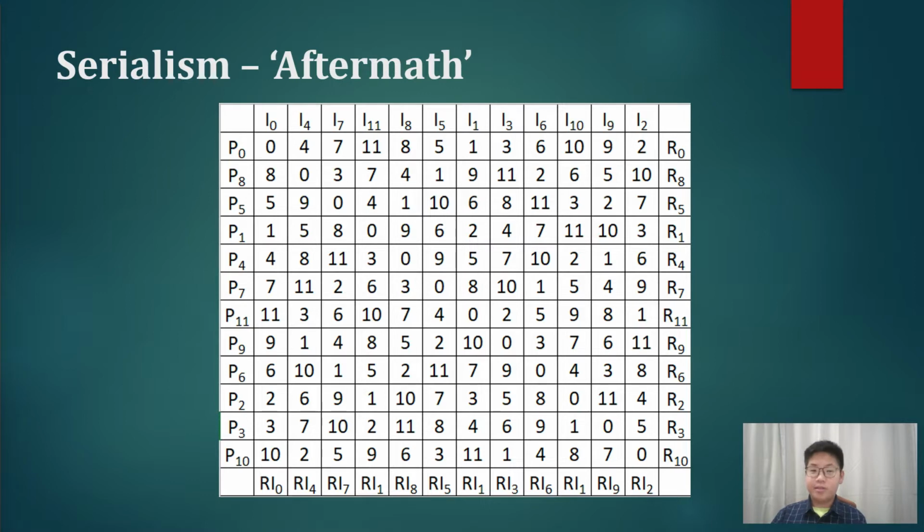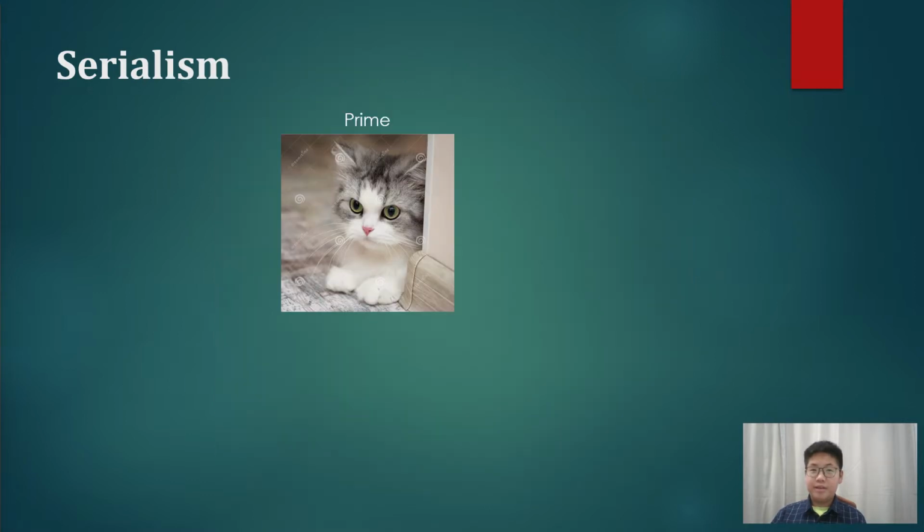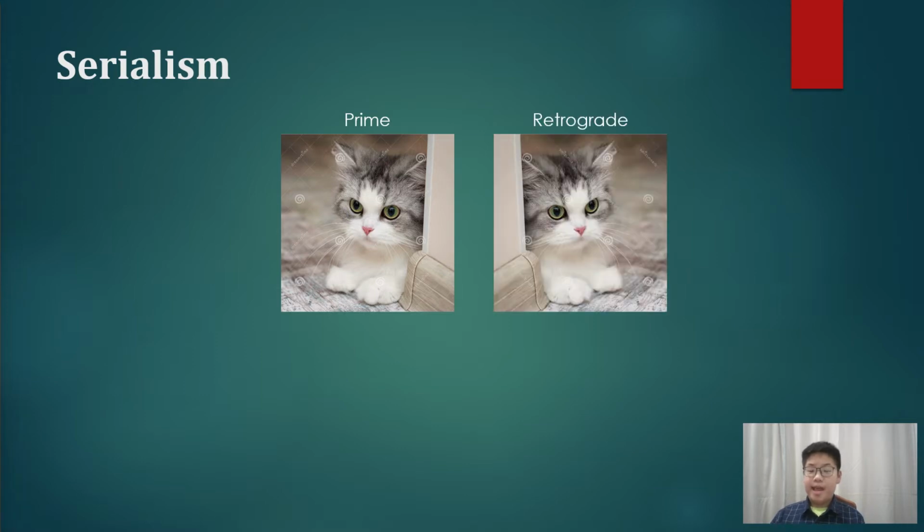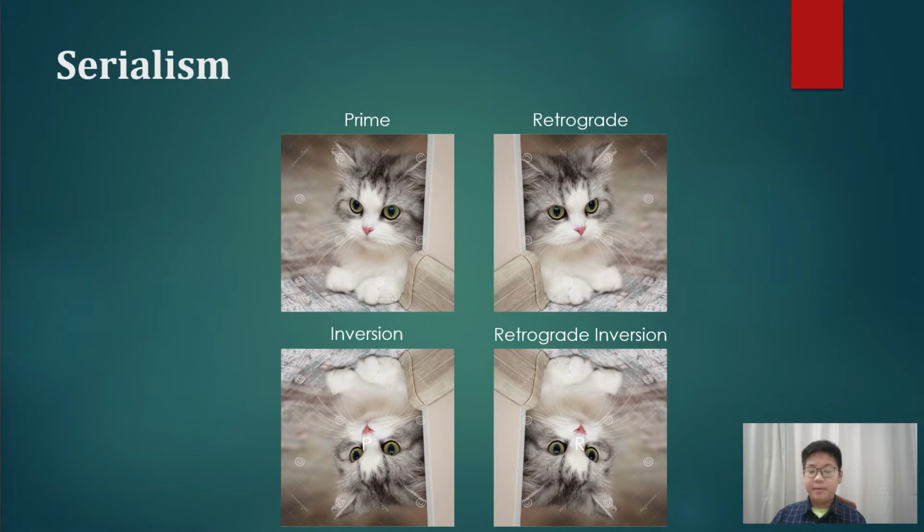Let's look at them using a representative picture. Imagine this cat picture is the row. This is also called prime form. And when we flip it vertically, this is the retrograde of the row. Flipping them horizontally will give you inversion and retrograde inversion. However, according to Solomon, we can do 4 more transformations.